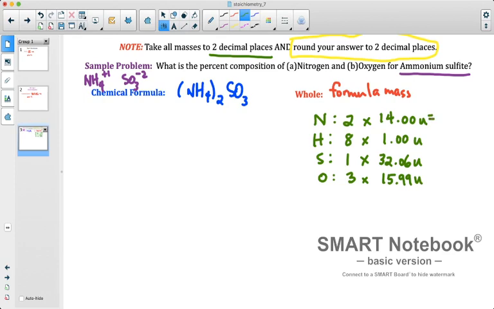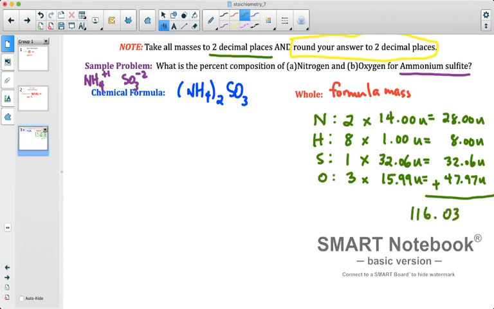Now I'm going to plug all my numbers into my calculator and I'm going to finally get the total. Nitrogen ends up being 28.00. Hydrogen is 8 atomic mass unit. Sulfur is 32.06 atomic mass unit. And oxygen, when I multiply, it becomes 47.97 atomic mass unit. I'm going to sum them together to get a total or a whole, and that ends up being 116.03 atomic mass unit. All right, so that part's the whole.